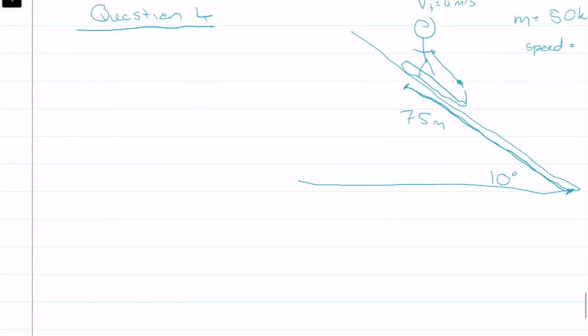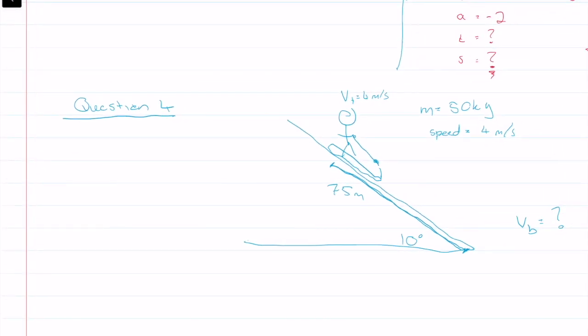Okay. So the next question, what we have is we have a skier or someone going down a sledge on a slope of some sort. They have a velocity at the top of 4 meters per second. Their mass is 50 kilograms, and the slope has a distance of 75 meters and has an angle of 10 degrees. Okay, and we want to calculate VB.